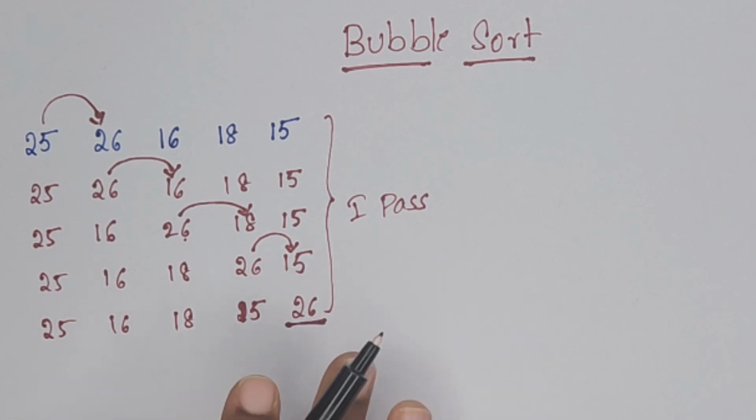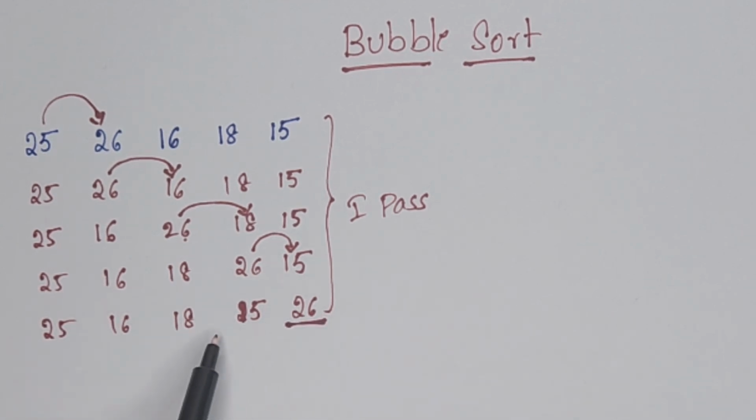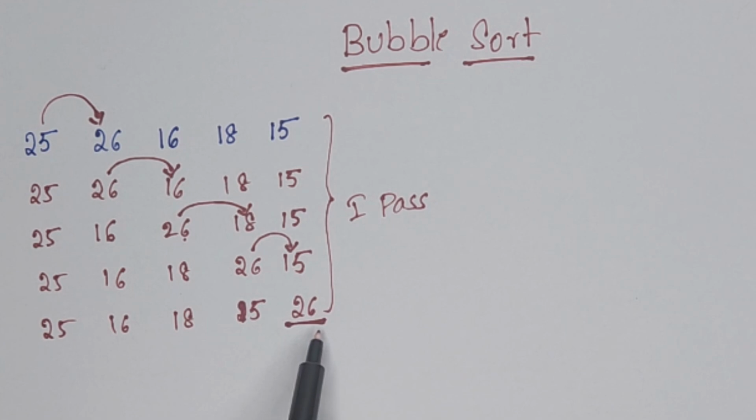So in the first pass the last element will be in sorted order. Now 26 is in its proper position. When you compare with all the remaining elements, the largest element is 26. In ascending order the largest element will be placed in the last position. Now we have to sort the remaining elements. No need to compare 26, it is in its proper location. Now we have to compare these 4 elements.